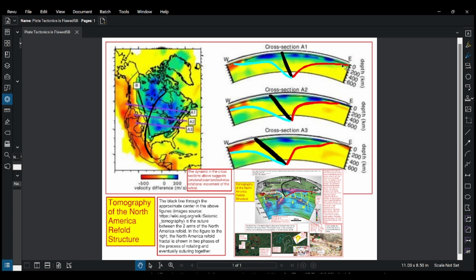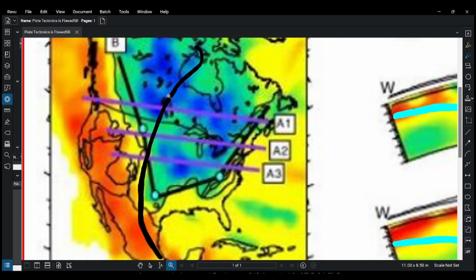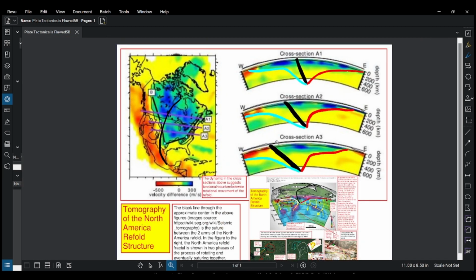Okay, these lines here, the red on the east coast is the bottom border of the refold structure, and it's in blue on the west side of the suture. Okay, so you'll notice that from northeast to southwest, that suture line is rotating counterclockwise. And that does make sense because if you look at this up close, it's concave to the left or to the west, and that means it's pushing out to the west. So sure enough, that's what you see in the cross sections.